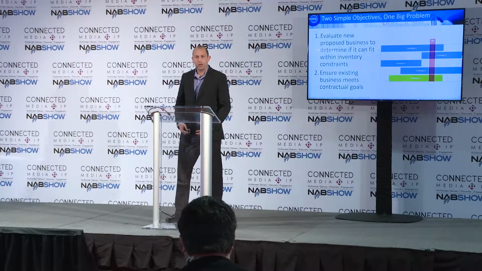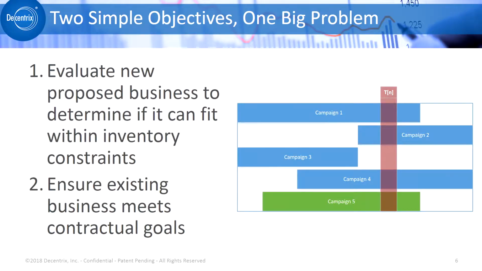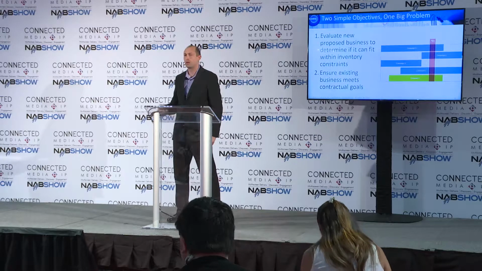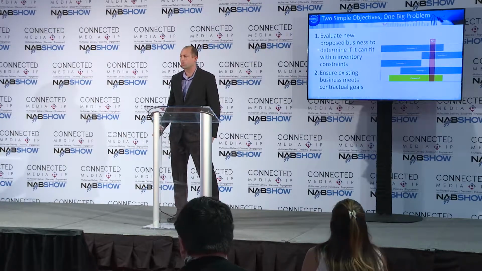So when we really focus down on the problem, there's really two simple objectives that we're trying to achieve if we're looking at this through the lens of a sales organization. You're going to evaluate new proposed business. You're going to try to figure out if this is business you want to take. Is it going to fit within the inventory constraints you have? You want to understand how it's going to affect the existing business in your ecosystem. And at the same time, problem number two, you need to determine if you're going to meet all the contractual obligations you have with that existing business. So how do you balance those two things out?